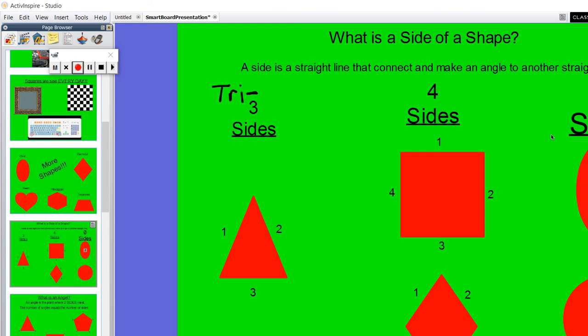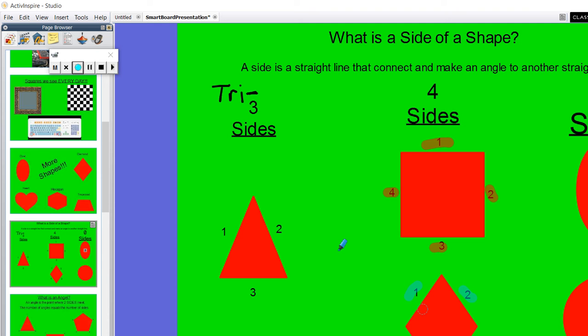over here, 4 sides. We have 1, 2, 3, and 4. 4-sided shape. That's a square, 4 sides. But down here we also have a diamond or a rhombus that we talked about earlier. 2 different names for this shape, but it's the same basic shape, a diamond or a rhombus. You have 1, 2, 3, 4.